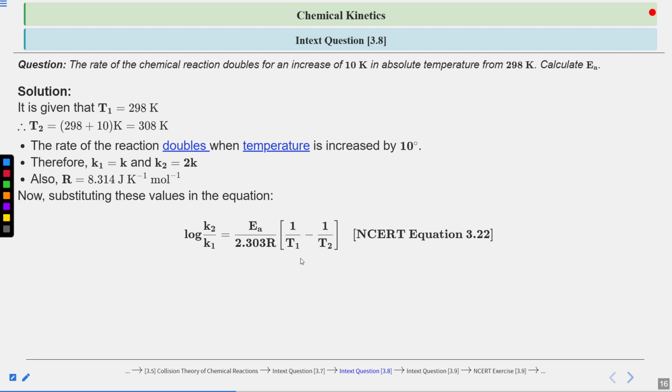Okay, so if you are given two different temperatures and you want to find out the rate constant, or inversely, if you are considering the rate constant values and you have to find out any one temperature, then you use this equation, which is log of K2 by K1 is equal to EA by 2.303 R times (1 by T1 minus 1 by T2), right? Now you know the K1 and K2 ratio, that K1 is K and K2 is 2K. You put it here. T1 you know, T2 you know.